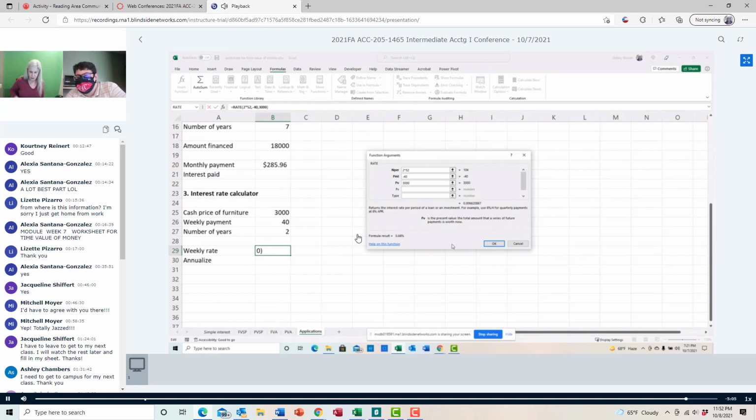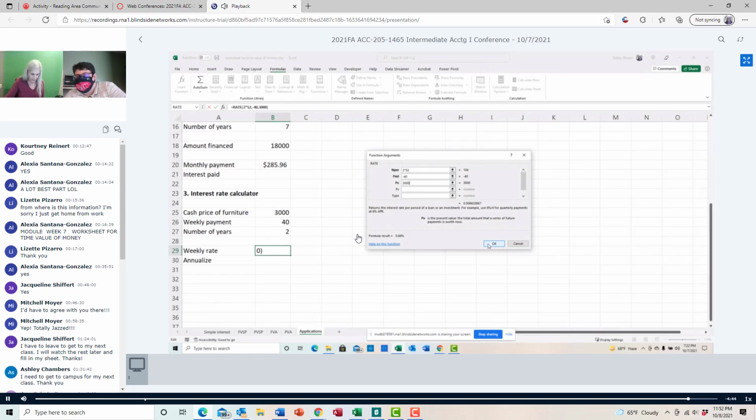FV is what you'd put in if the couch had a salvage value, like if they were going to give you $500 back for the couch at the end, you'd put that in the FV. So we would pay a rate of 0.0066287, but as I said, don't even pay attention to that rate.